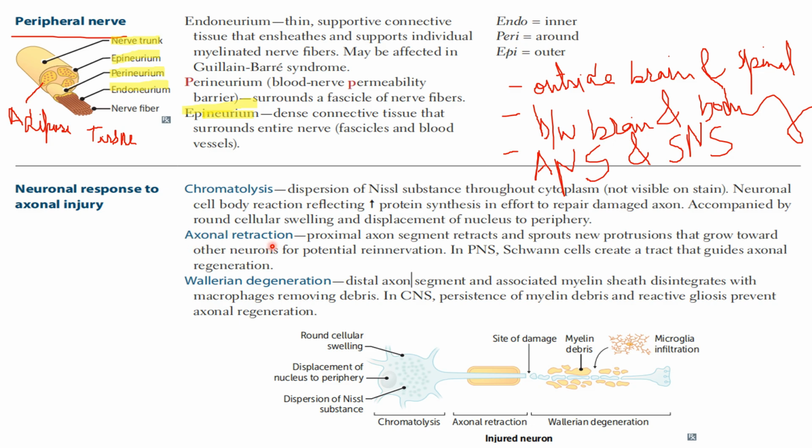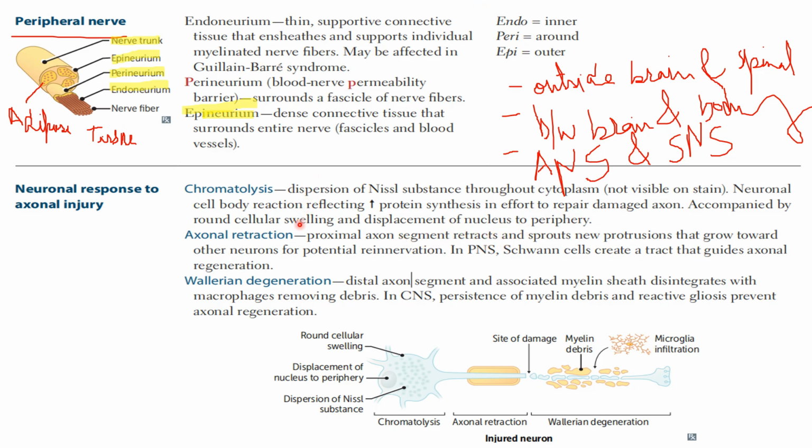There's going to be swelling around, and a displacement of the nucleus to a peripheral position. If you know what the peripheral position is, the nucleus gets displaced or shifted to the outer side of the cell. That is going to happen, the displacement of the nucleus to the periphery side.